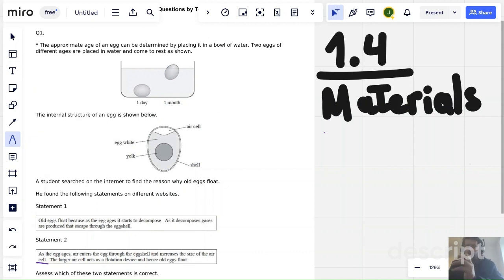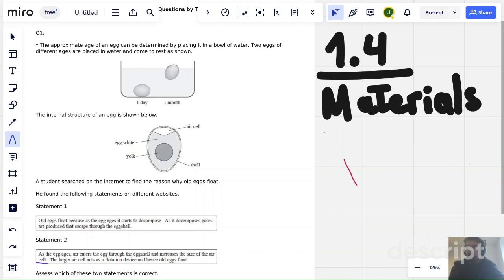Before we start, most students are taught that something sinks because it is more dense than water, and something floats because the density of the object is less than the density of the water. So that's why it will float. Forget about this. It will just confuse you, because in a question like this, if you start thinking in terms of the density of the egg, you'll not be able to answer this question correctly.